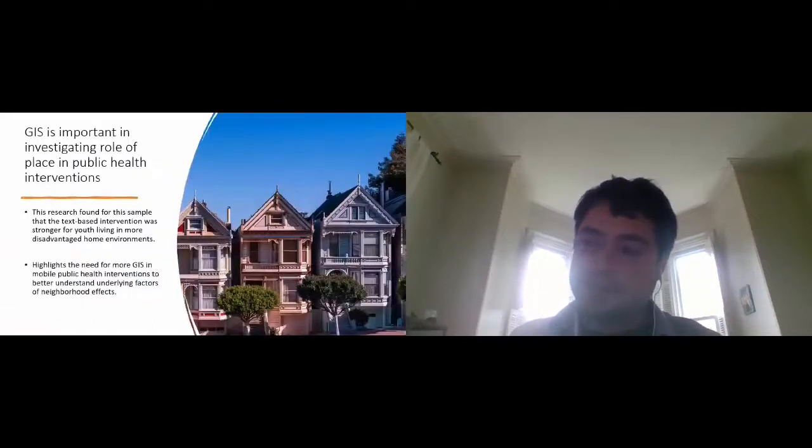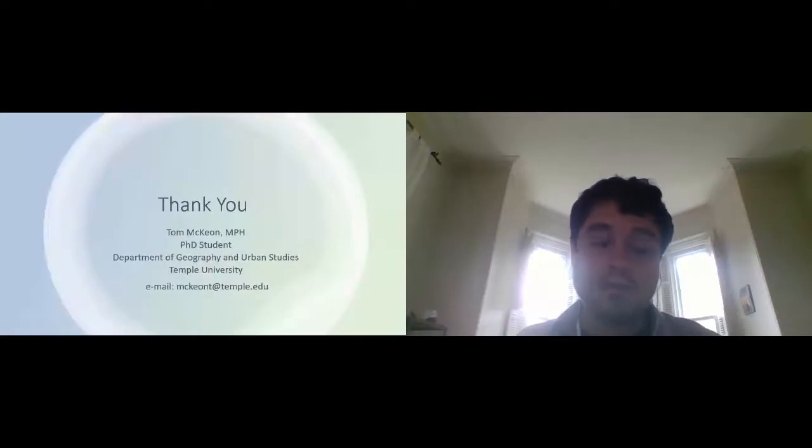This research found that for this sample, the text-based intervention was stronger for youth living in more disadvantaged home environments. And this highlights the need for more GIS in mobile public health interventions to better understand underlying factors of neighborhood effects. And with that, I'd like to thank everyone for listening. I'll take any questions.